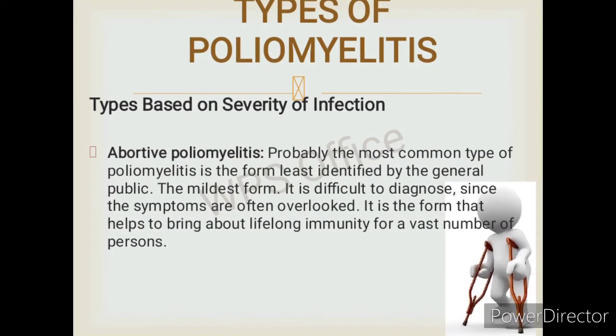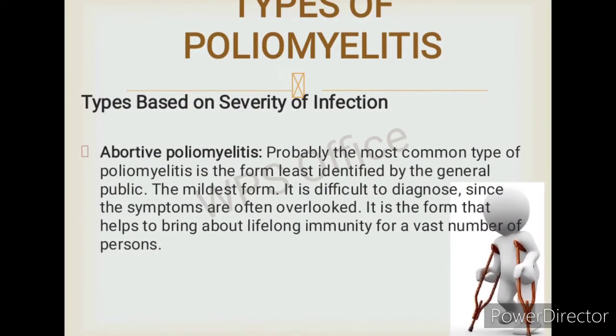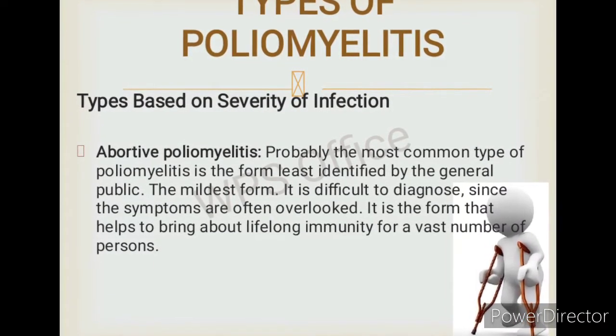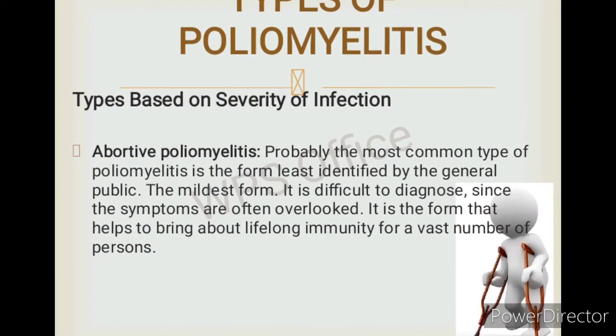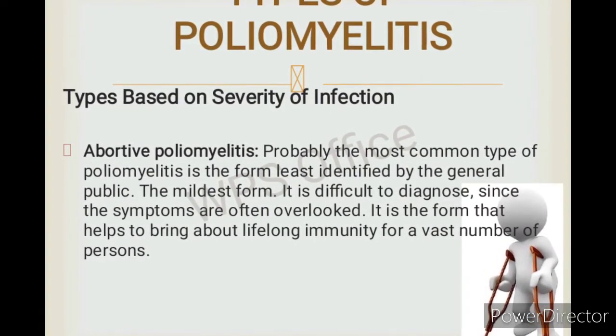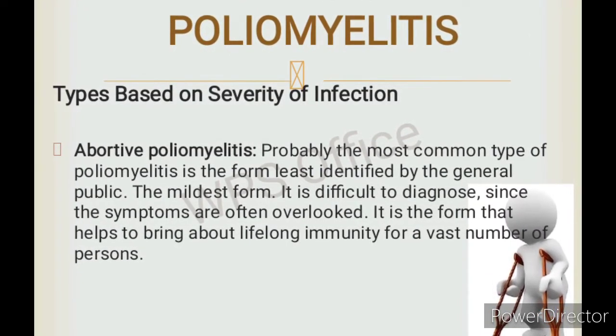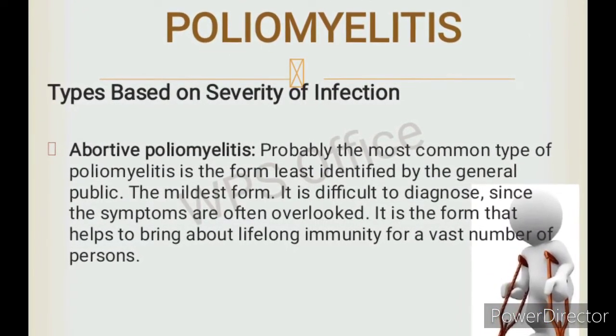The types of poliomyelitis based on severity of infection. There are three types: abortive poliomyelitis, non-paralytic poliomyelitis, and paralytic poliomyelitis. In the first stage, abortive poliomyelitis, there are no symptoms. This is the mildest form and is the most common form.